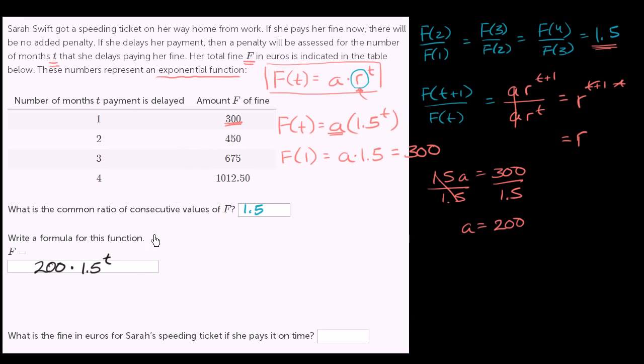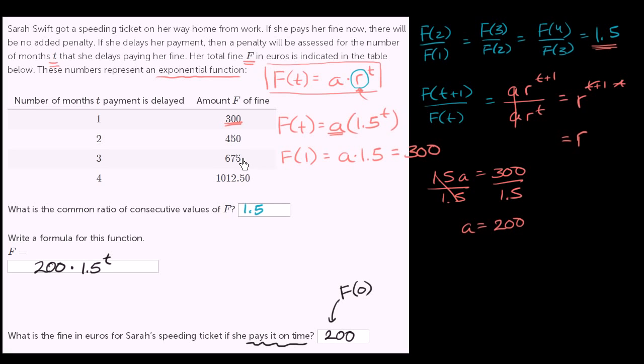Now let's think about the next question. What is the fine in euros for Sarah's speeding ticket if she pays it on time? Paying it on time implies that t is equal to 0. So we need to figure out her fine for t equals 0, so we need to figure out f of 0. It's 200 times 1.5 to the 0 power. 1.5 to the 0 power is 1, so that's just going to be equal to 200 euro.